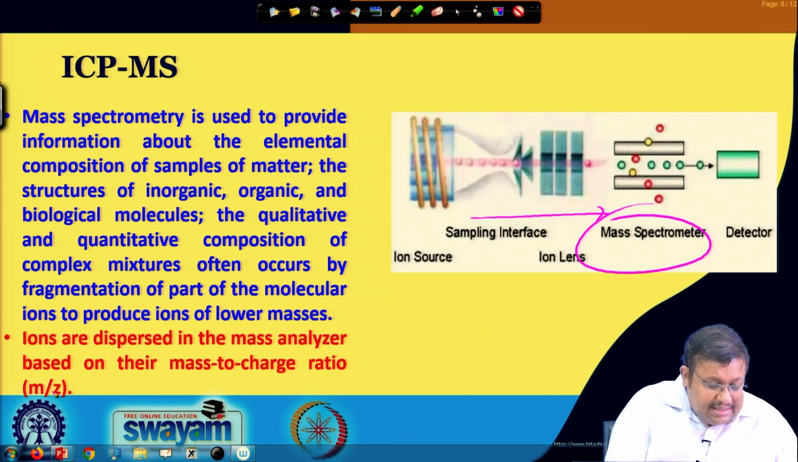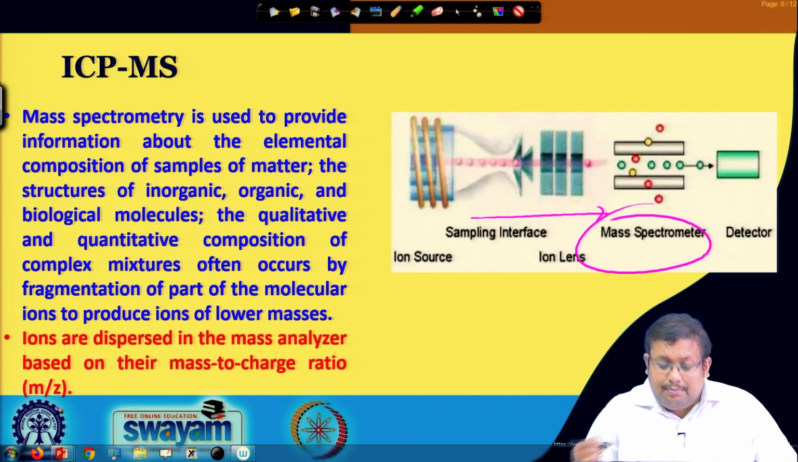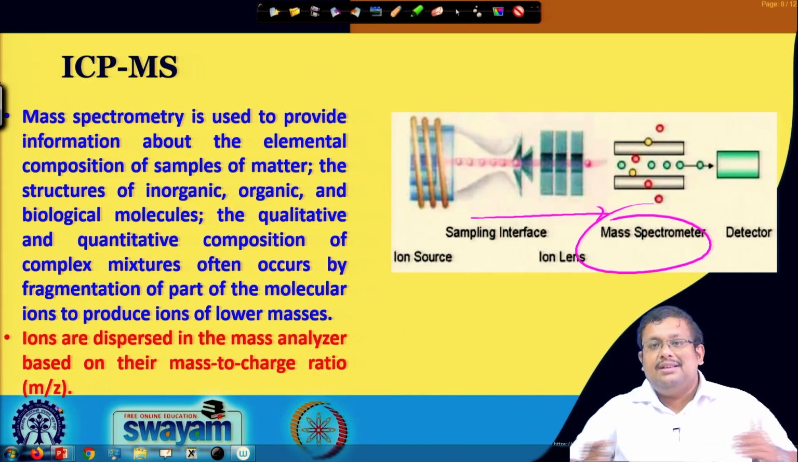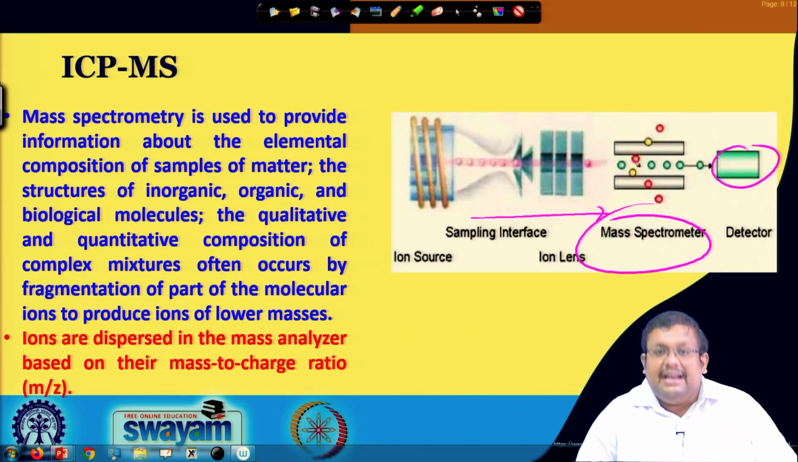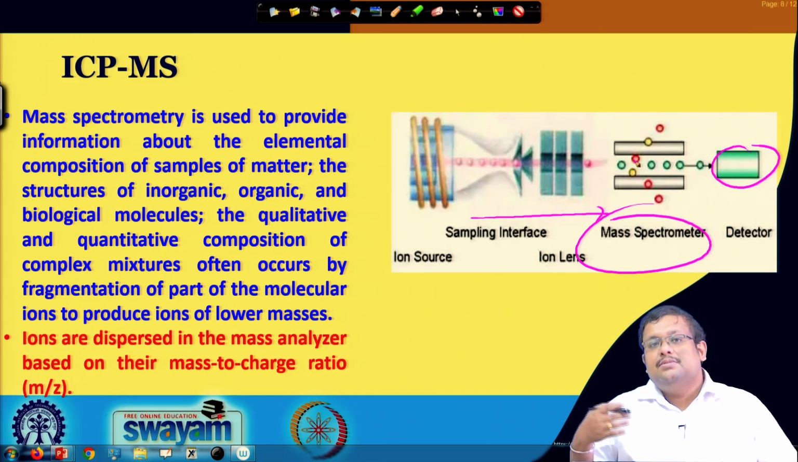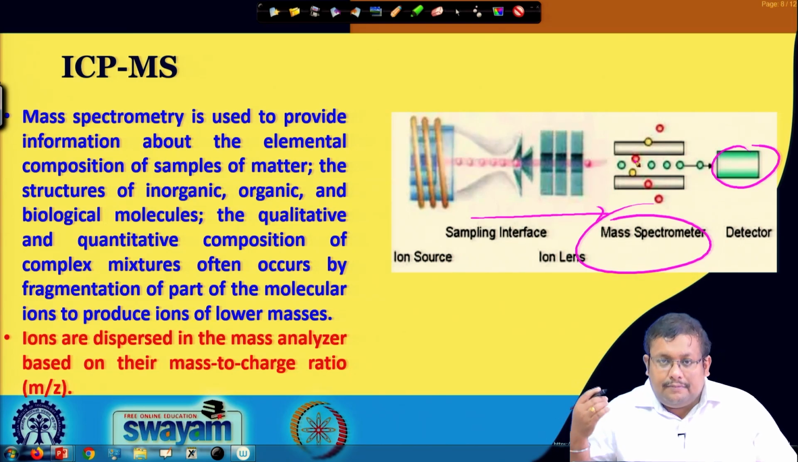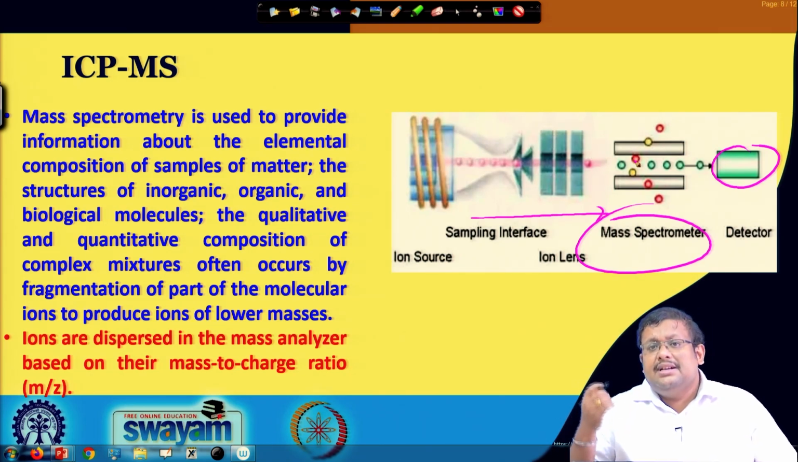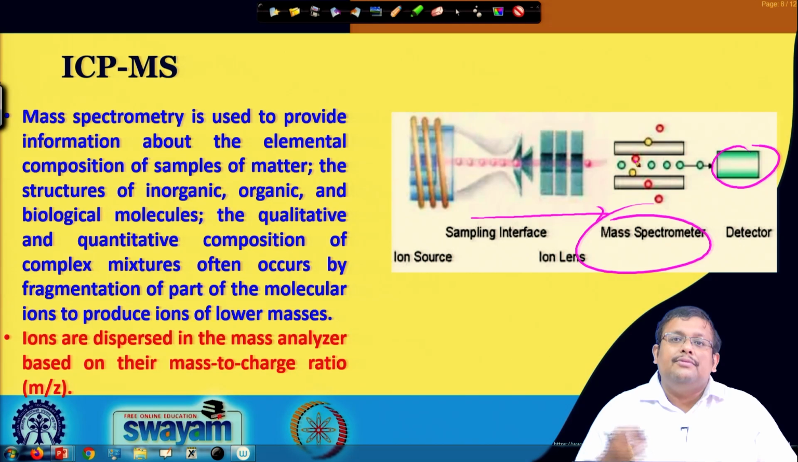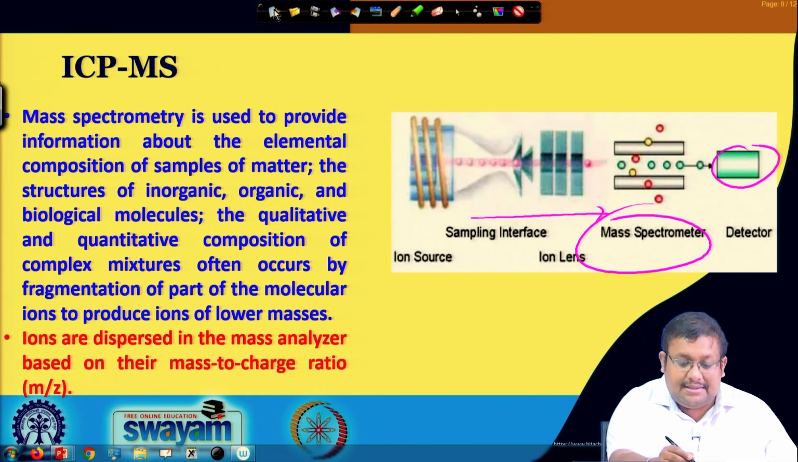We denote this by m/z. Based on their dispersion according to mass to charge ratio, they are separated and further detected. So, that is why ICP-MS is more sophisticated. If you want to measure a particular species of ion, for example, the harmful species of arsenic in the soil or water, like arsenic 3 plus or arsenic 5 plus, you have to go with this ICP-MS.